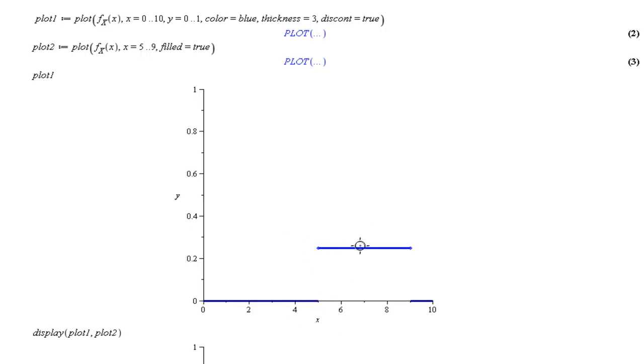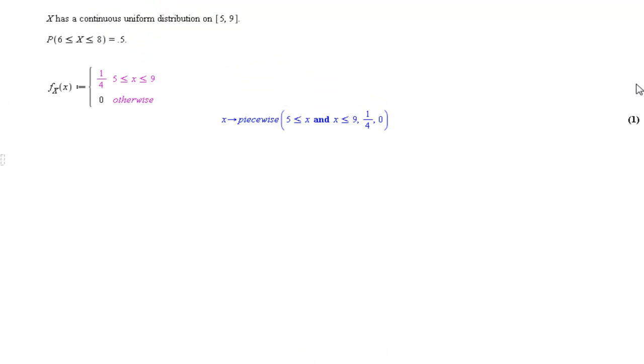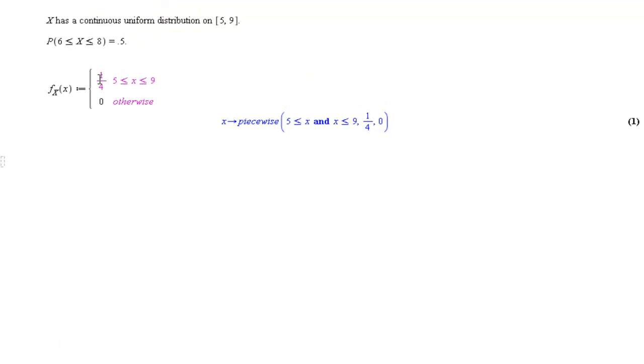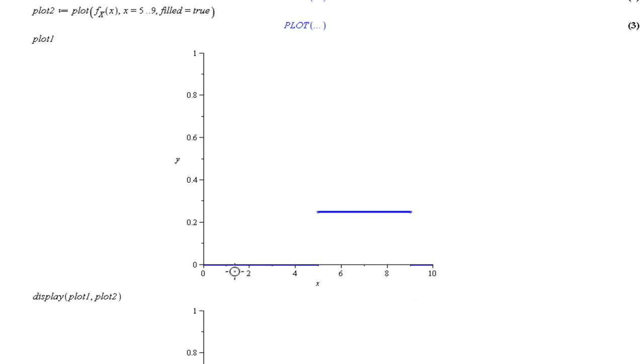So notice that it's a piecewise defined function, and we saw that in its definition. It's 1/4 if the input's between 5 and 9, and it's 0 otherwise. So for inputs to the left, I have a y value of 0. For inputs to the right of 9, I have a y value of 0. And between 5 and 9, I have a value of 1/4, 0.25. The reason this makes sense is, between 5 and 9, it's the same height for all those numbers. And the same height, the same value for the PDF, corresponds to having the same probability, the same likelihood.